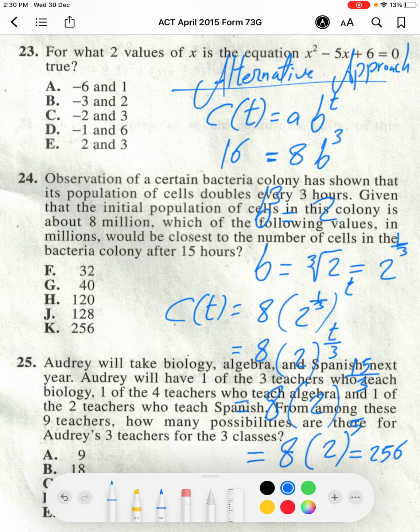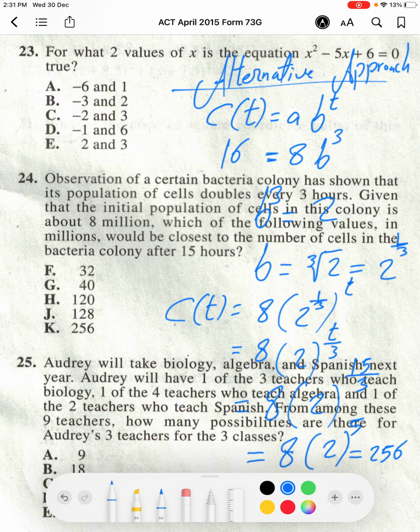Okay. We also want to understand what the power here represents. The power t over 3 represents the number of doublings that have taken place since the start of observation. Here I divide the total number of hours by one interval of 3 hours to get the number of doublings.